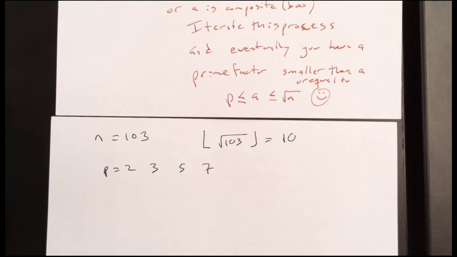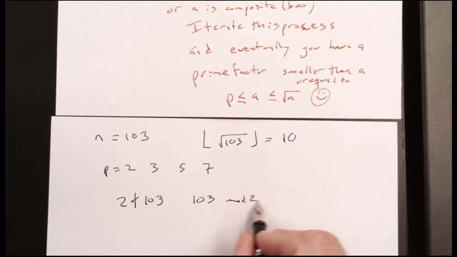Does 2 evenly go into 103? How do you know? The remainder is 1. What's the remainder when I divide 103 by 3? The remainder is also 1. Divide 103 by 5, the remainder is 3. Divide 103 by 7. As long as you have decimals after your number, you know it's not an even multiple. 2 does not go evenly into 103.